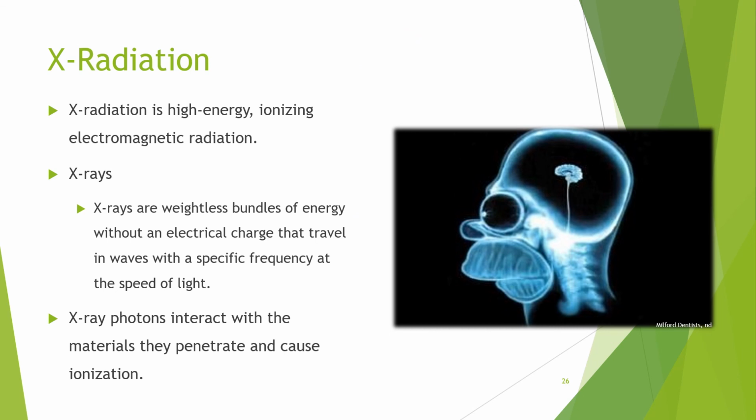So, X radiation is high energy, ionizing electromagnetic radiation. X rays are weightless bundles of energy without an electrical charge that travel in waves with a specific frequency at the speed of light. X ray photons interact with the materials they penetrate and cause ionization.